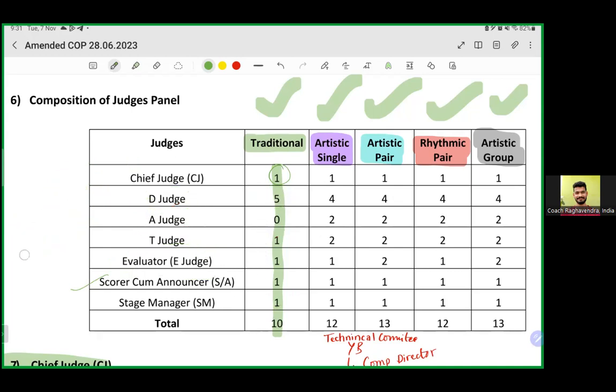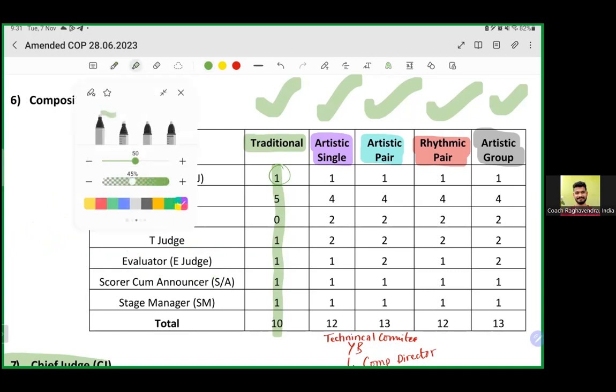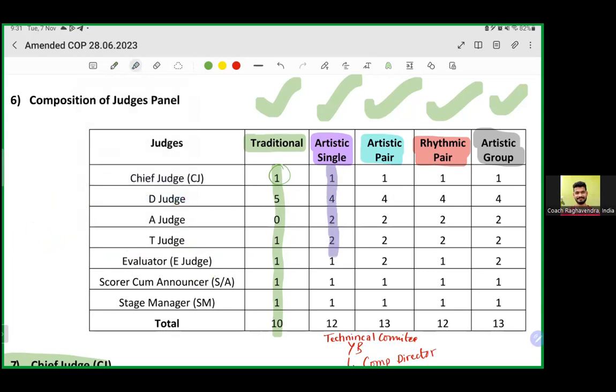When it comes to the artistic single event, the chief judge will be one person, and difficulty judges will be 4 people only. If you see in traditional yogasana, we have 5. In artistic yoga single, we have 4. We'll discuss why. And if you see artistic judges, we have 2 judges. In traditional yogasana, there are 0 because there are no artistic steps involved. In artistic single, we have 2 artistic judges. We'll see the location of these judges, and we'll discuss why 2 judges. And the time judges, 2 time judges.